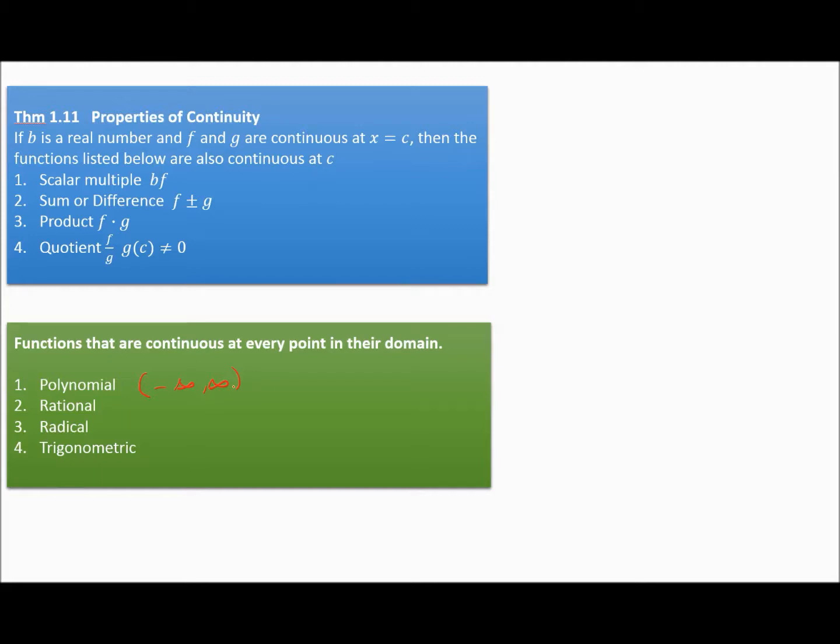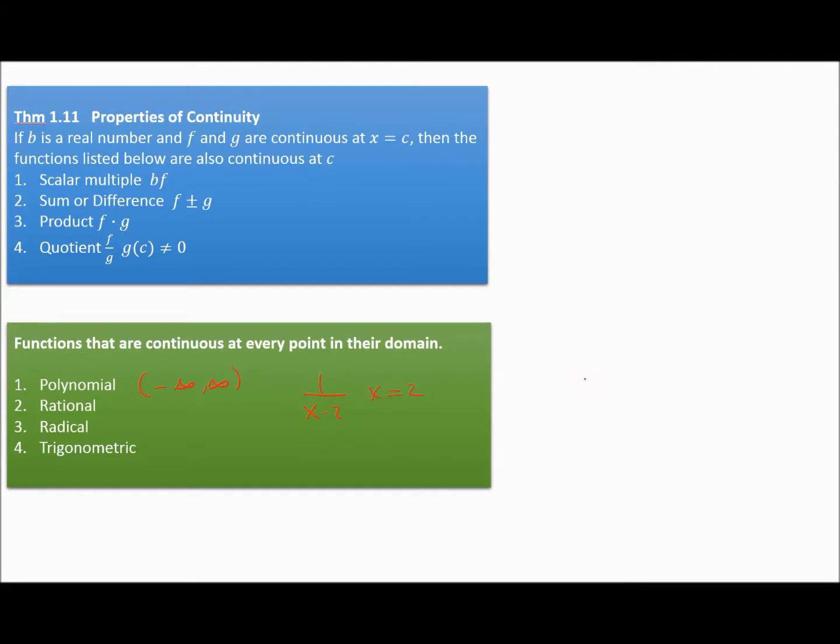Now, rational functions, that's not true. Rational functions are continuous everywhere in their domain, which means, if you know what a rational function is, like 1 over x minus 2, but it's not continuous at x equals 2, right? But x equals 2 is not in the domain. It is continuous everywhere else. So you just got to figure out where the denominator is equal to 0. That's not in the domain.